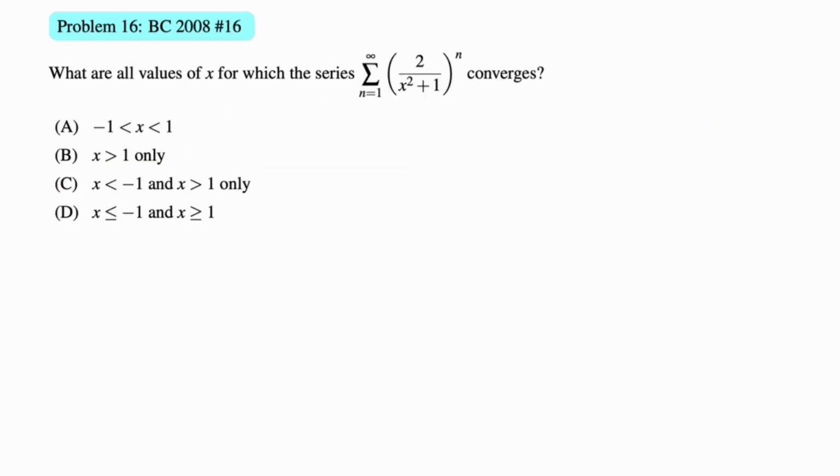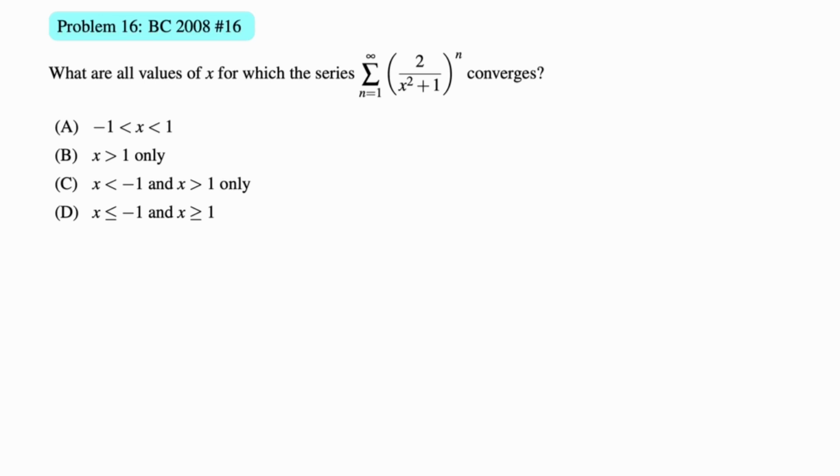What are all values of x for which the series, the quantity 2 over x squared plus 1, to the n converges? So this one I do have sort of a clever way of doing, and it's the same thing that I did last time. Look at the answer choices, and you can see there's between -1 and 1, greater than 1, less than -1 and greater than 1, or less than or equal to -1 and greater than or equal to 1.